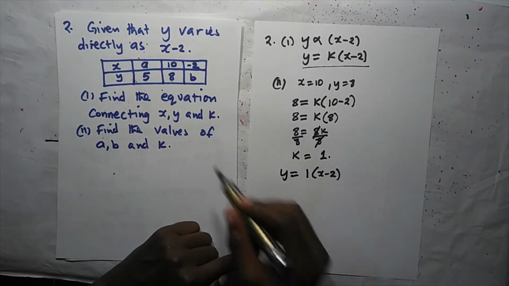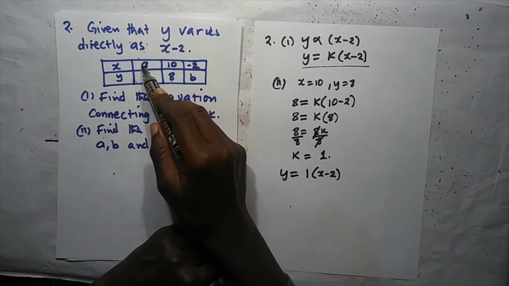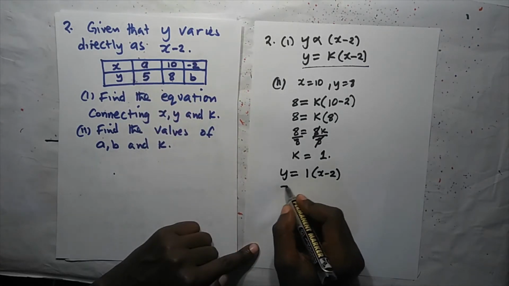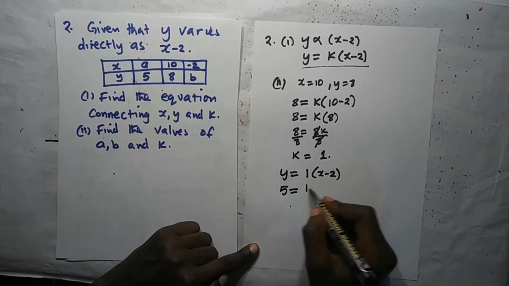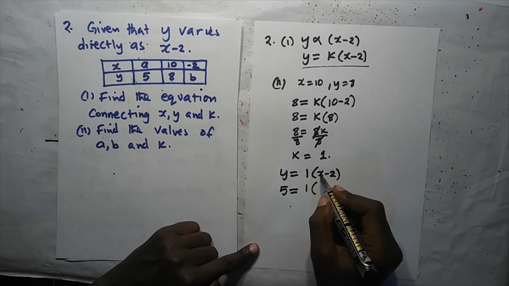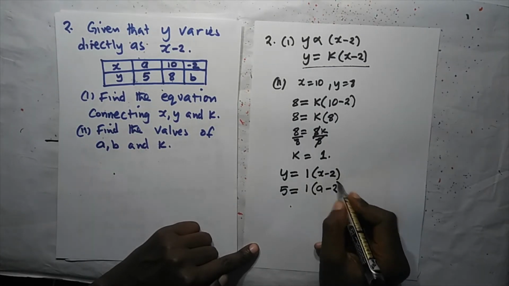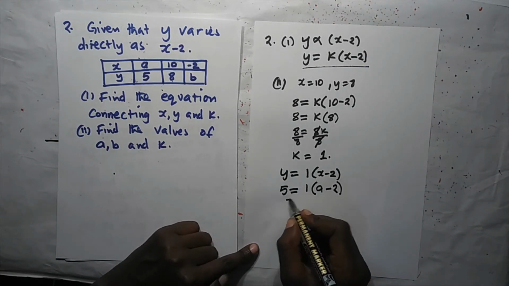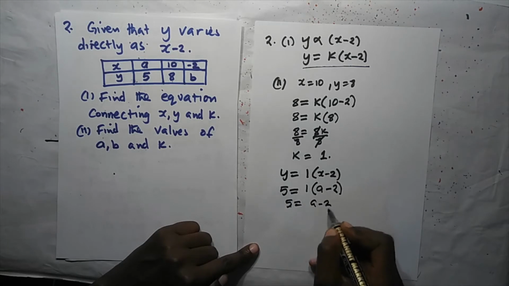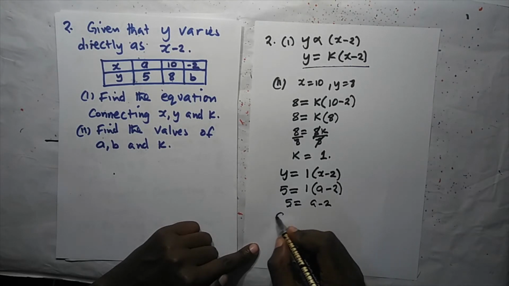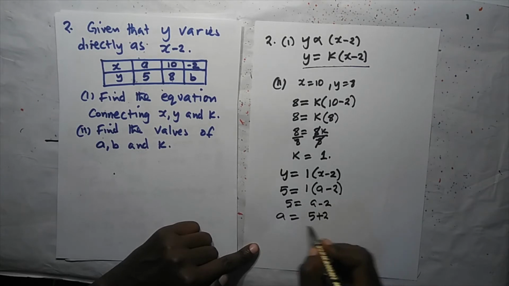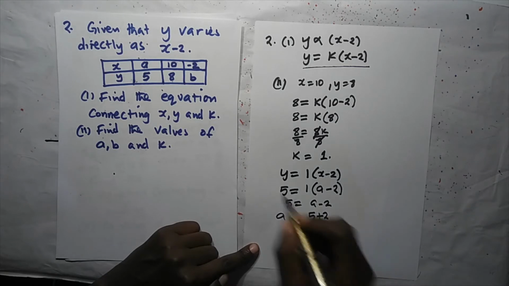And then for us to find a, we are going to replace x with a and y with 5. So where there is y we put a 5, 1, and then x is a minus 2. And then when we multiply 1 by a minus 2, it will be a minus 2. So 5 is equal to a minus 2, and therefore a will be equal to 5 plus 2, which will give us 7. Okay, so 7 is the value of a.